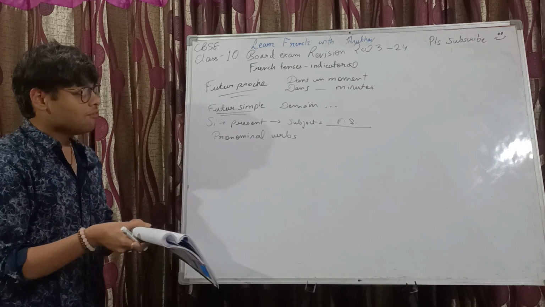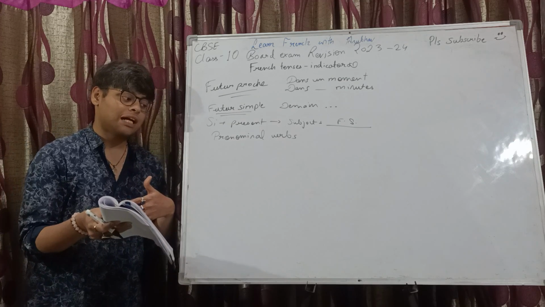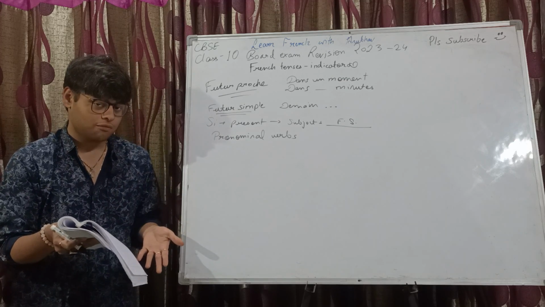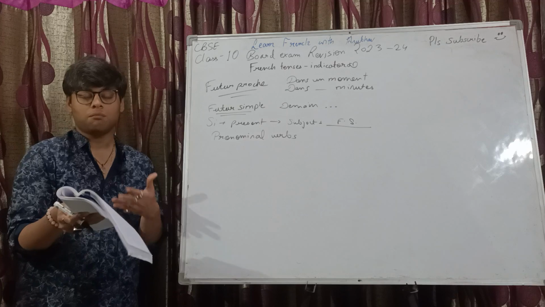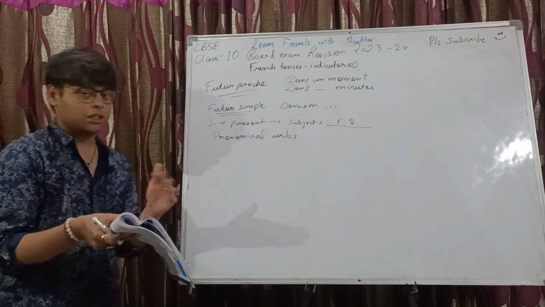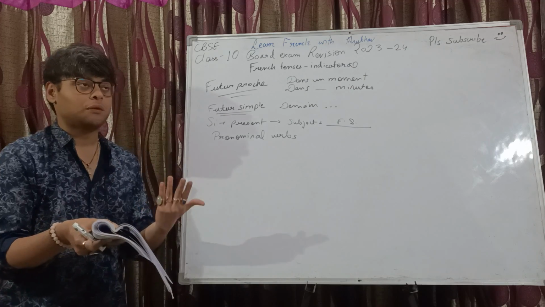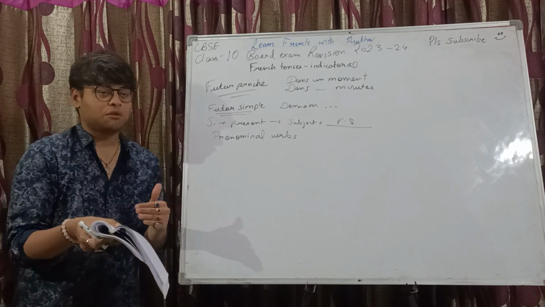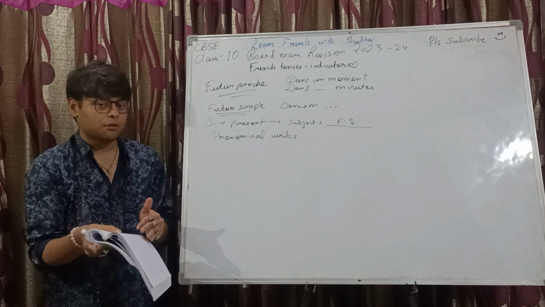Pronominal verb. Pronominal verb, as the name suggests, they have a pronoun involved, right? A reflexive pronoun. Pronom réfléchi is what we call. For je it's me, for tu it's te, for nous it's nous, for vous it's vous, for il, elle, plural ils, elles, and singular, it's se.